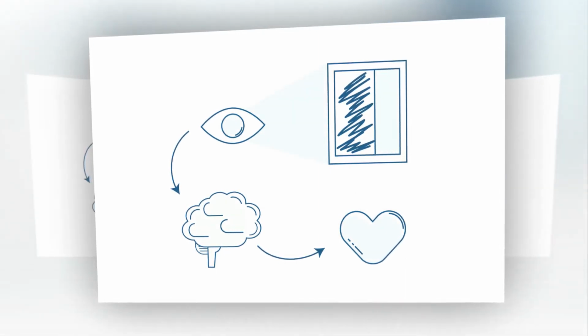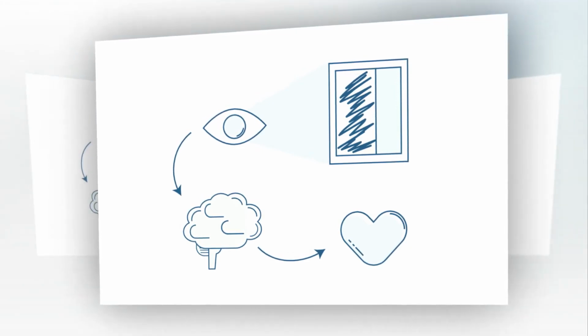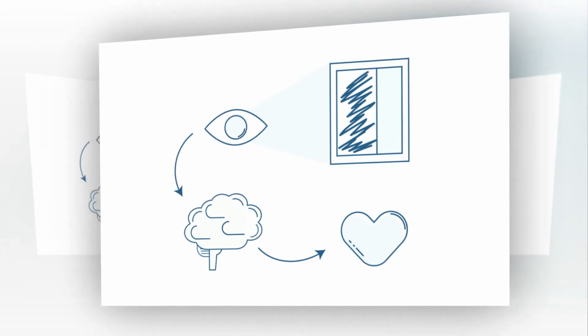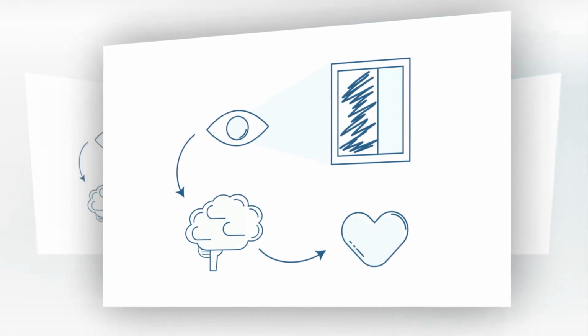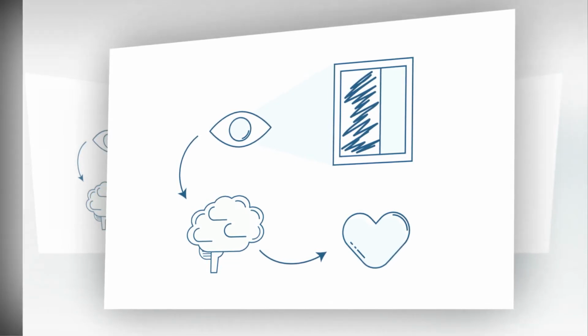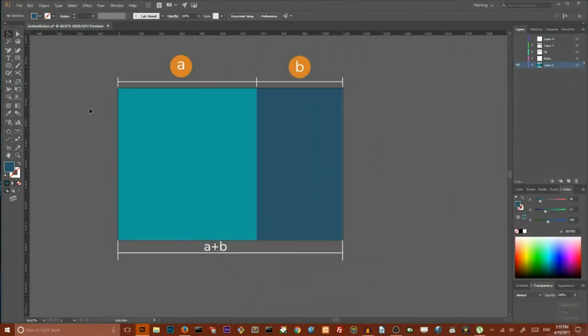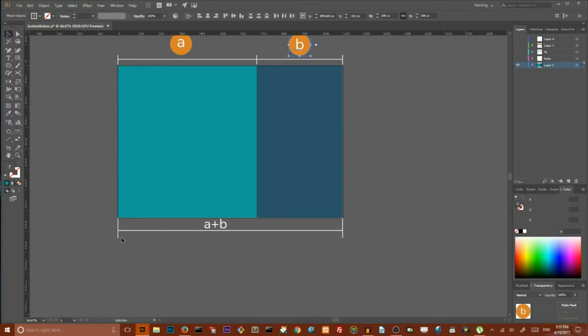But what actually is the golden ratio, and how do you set up a golden ratio grid in Adobe Illustrator using only built-in tools? Let me show you how it works. Here in Adobe Illustrator we have an artwork divided into two parts. The larger part is our green rectangle, which has width A, and our smaller blue rectangle has width B. The sum of our rectangles is the width of our entire artwork.